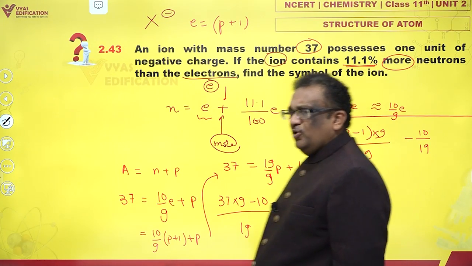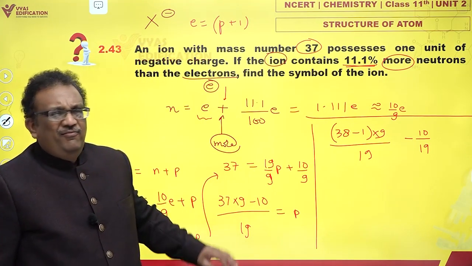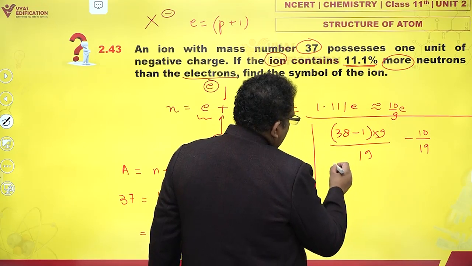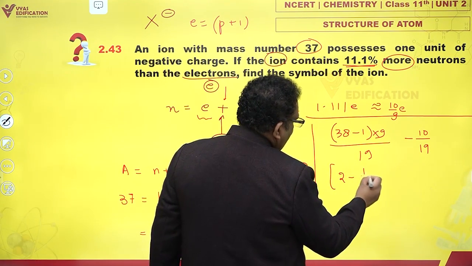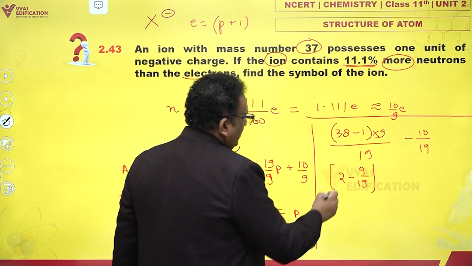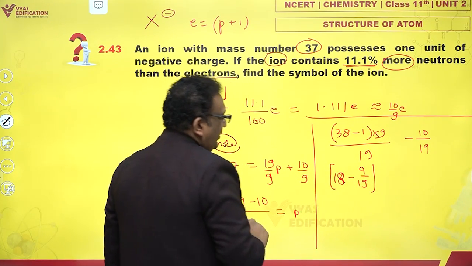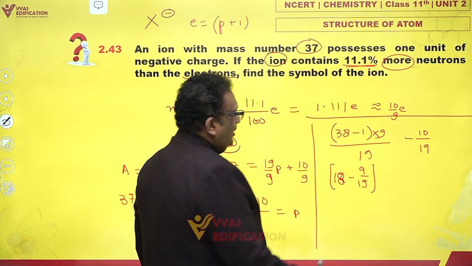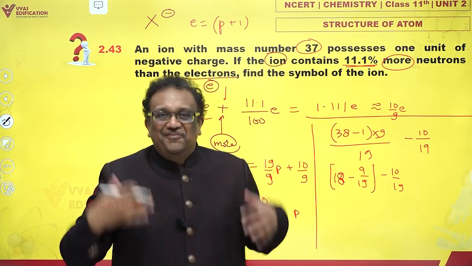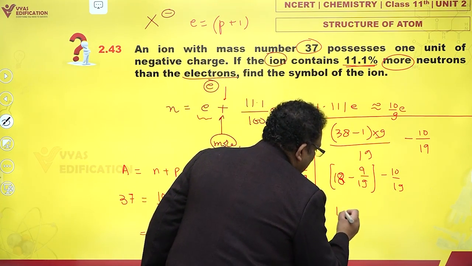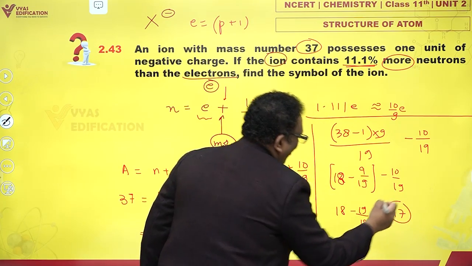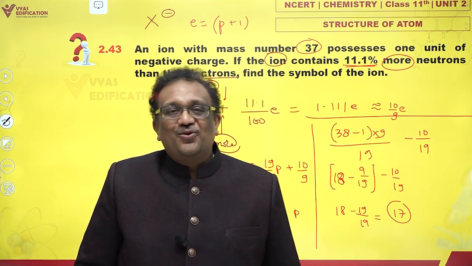10 by 19 is approximately 10 by 20, which is roughly 0.5. How much does this come out to be? This is 2 minus 1 by 19, or rather 9 by 19, 9 times 18. Let me take it in. It is so much, minus 10 by 19. Oh my God, I'm solving it very accurately. How much is this? This is 18 minus 19 by 19, which is 17. Oh wow. This is what is called accuracy.